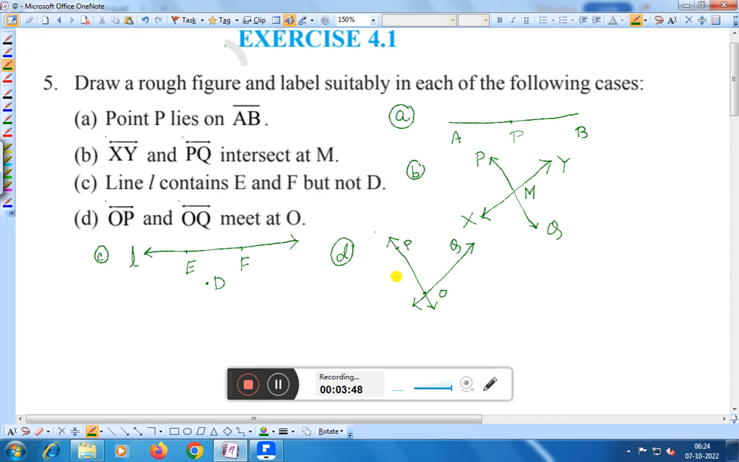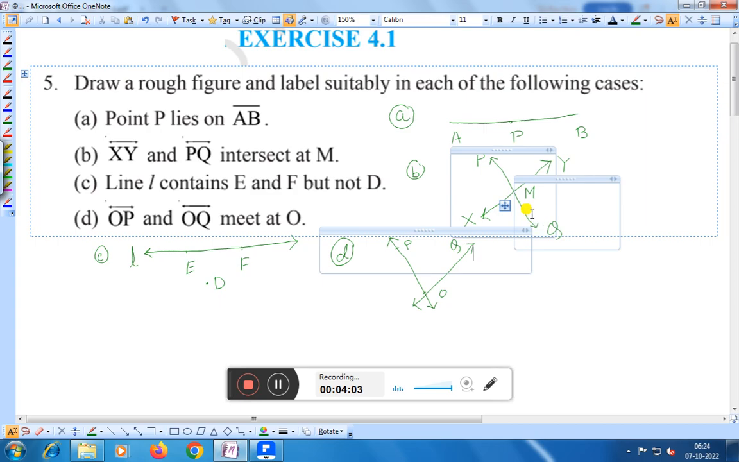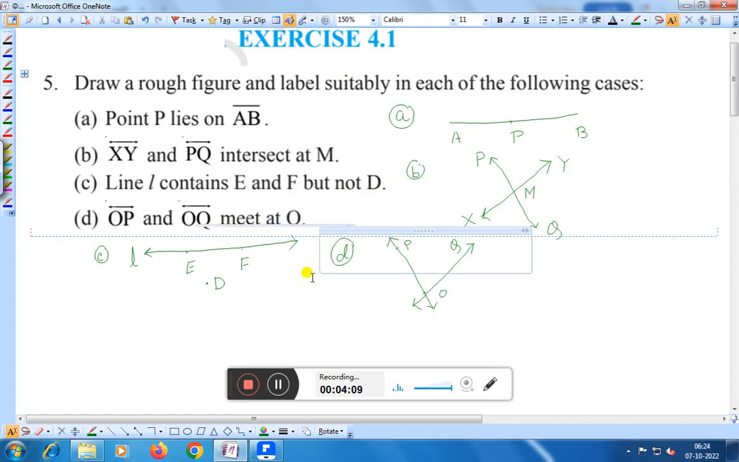Now you see again, point P lies on AB. AB is the line segment and P lies on AB. Question number B. XY and PQ intersect at M. Here XY, this is PQ line, and the point of intersection is M. C. Line L contains E and F but not D. Here you see that this is a line with arrows on both sides. This is L, this is E on the line and this is F on the line, but point D is not on the line. And OP and OQ meet at O. Here you see, this is the line OP, this is the line OQ, and they meet at the point O. Our point of intersection is O. That is the solution of question number 5.